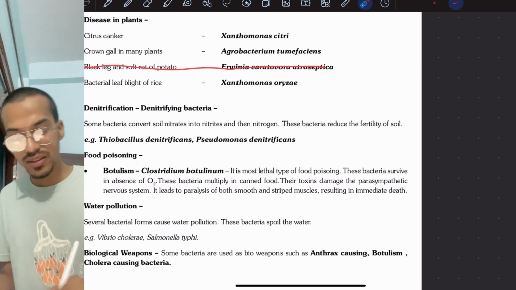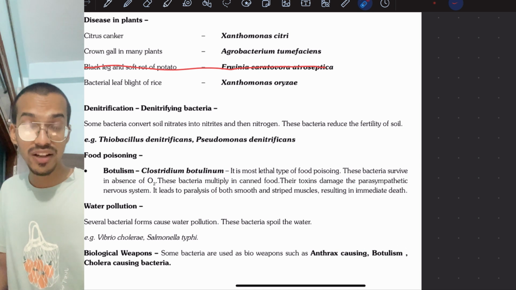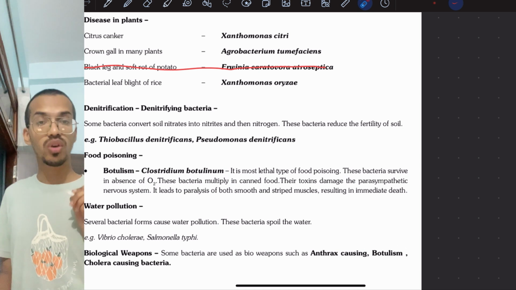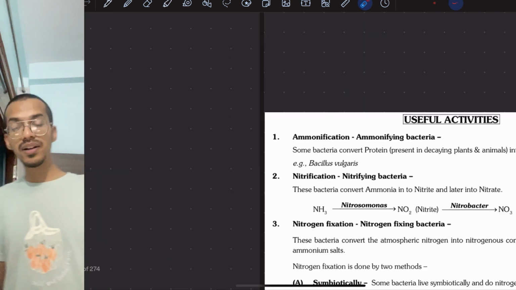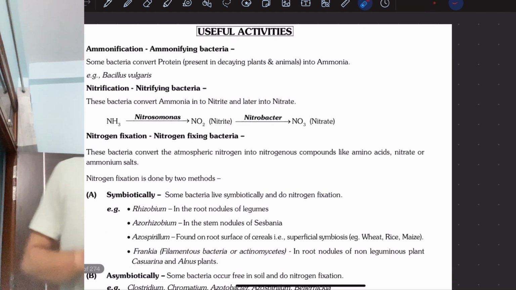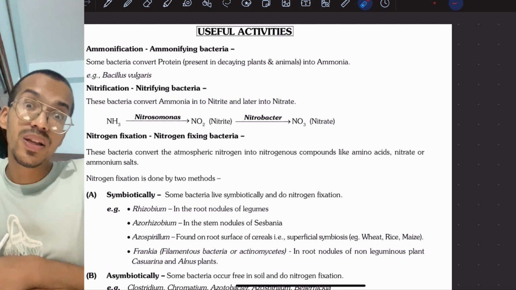So this botulinum is lethal, it can cause death, and it can also act like a bioweapon. Cholera-causing bacteria can also cause diseases. So these are the problematic situations, the harmful effects of bacteria. Let's go to the friendly effects.